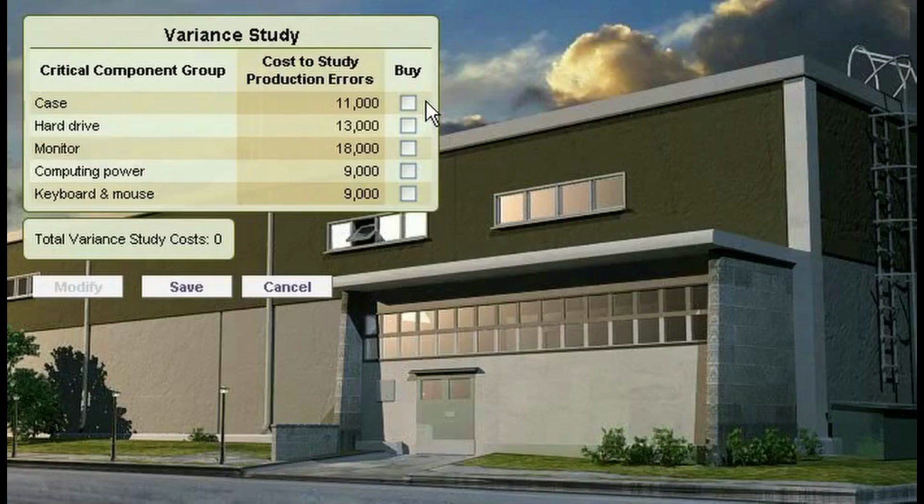The first step in improving the quality of your production process is the variance study. The variance study will determine the extent to which components are manufactured outside of specified tolerances. You can then perform a source study to find the source of the production errors.